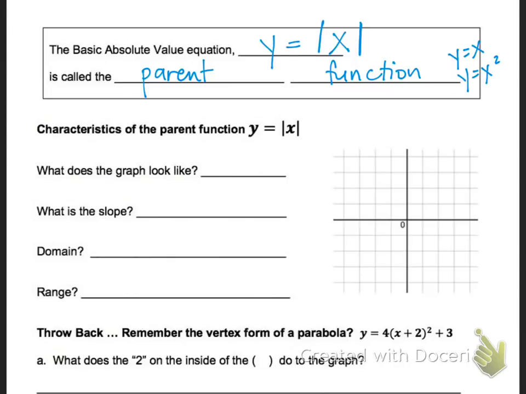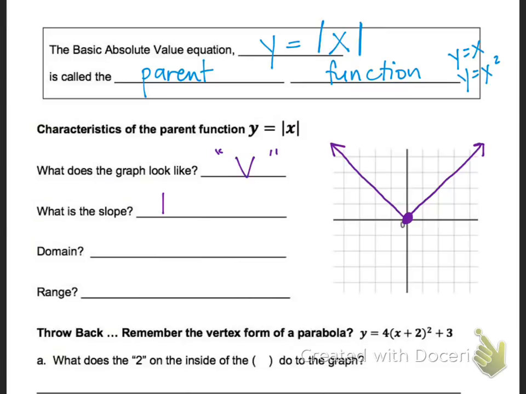So characteristics of the graph, I'm actually going to draw it for you first. It has a point at (0, 0) and a slope of 1 on each side, so it looks like a V. You might have seen these equations before. I think you might have graphed them. But the graph looks like a V with a slope of 1.